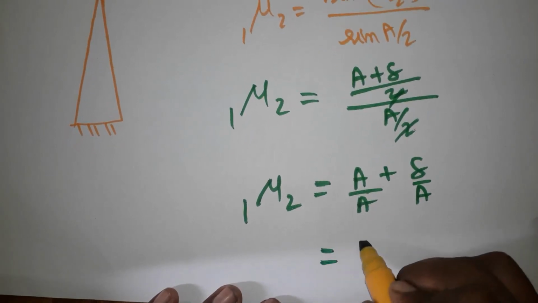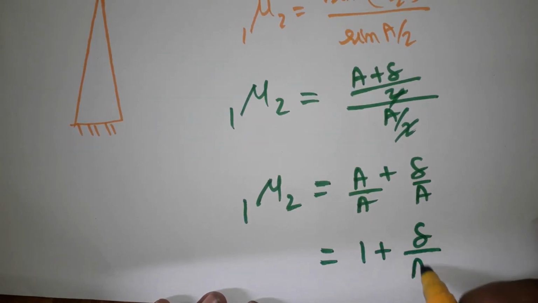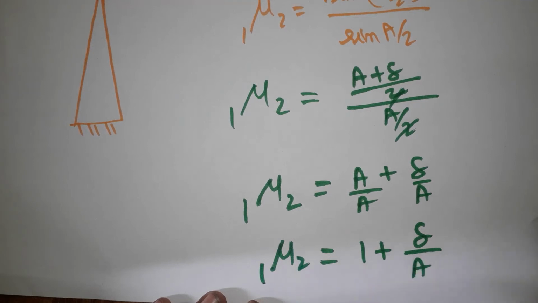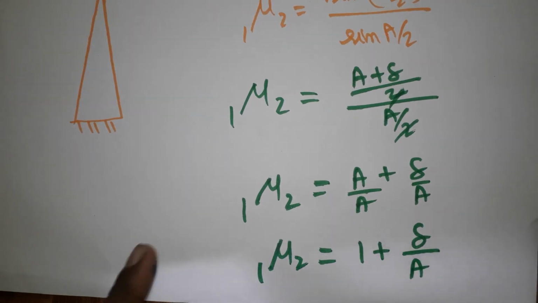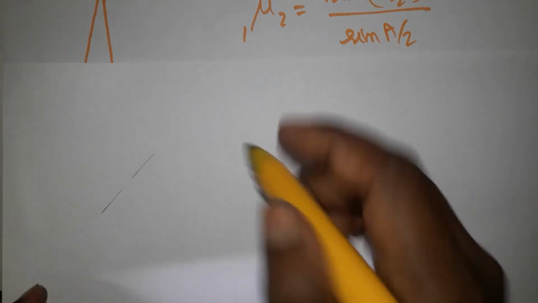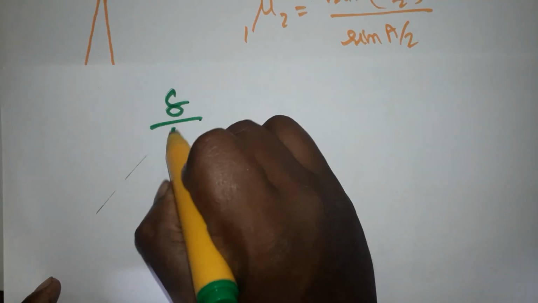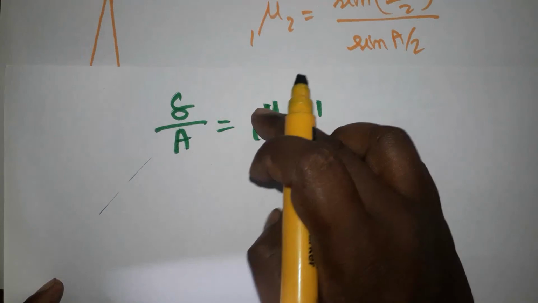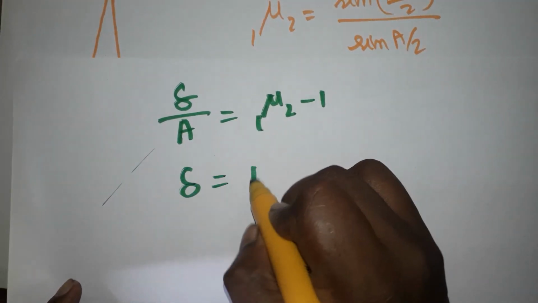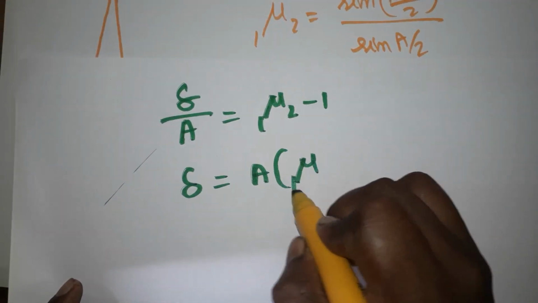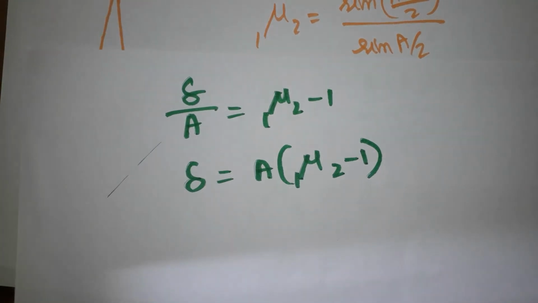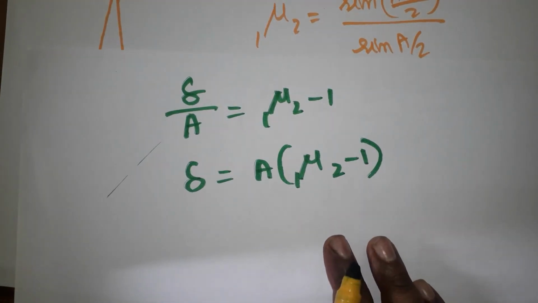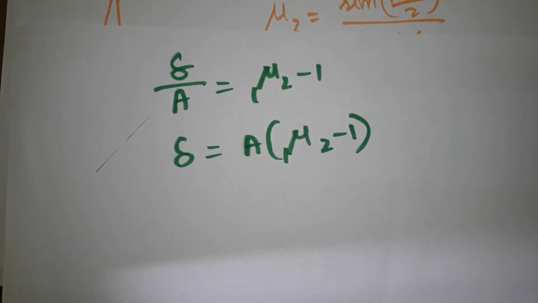So this is going to be 1 plus deviation divided by A is equal to the refractive index of 1 to 2. Now if we bring the 1 to this side, we get deviation divided by A equals refractive index of 1 to 2 minus 1. If we bring A here, the deviation is equal to A times (refractive index of 1 to 2 minus 1). We can use this only when the prism is a thin prism.